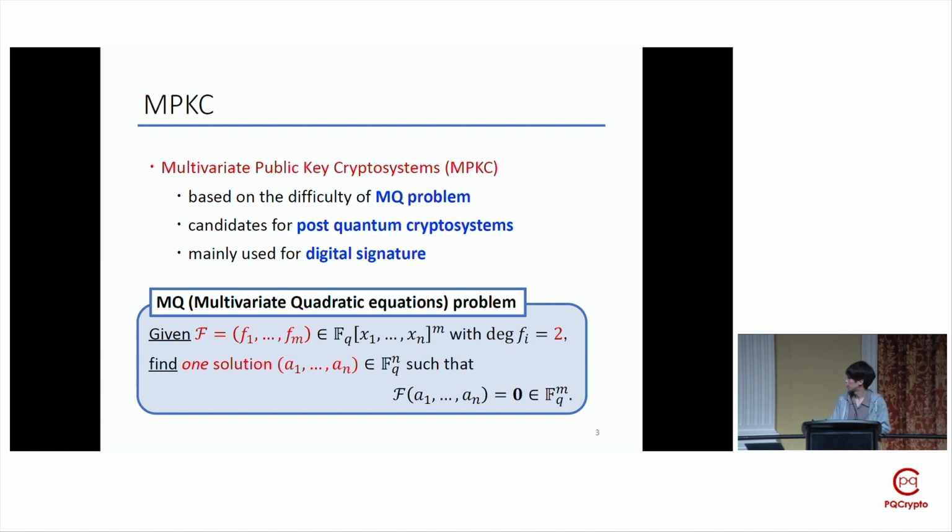And the MQ problem can be written like this. Given a quadratic polynomial map F composed of m polynomials F1 to Fm in the polynomial ring Fq[x1 to xn], find one solution satisfying F(a1 to an) equals 0, like this.